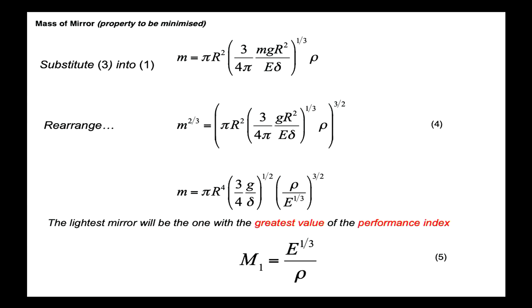And we want to achieve that less than one wavelength, but we don't want to make it 100 tonnes when we don't have to. So we're still looking for the lightest possible mirror. And we still want the greatest value of performance index, and all that stuff turns into that.